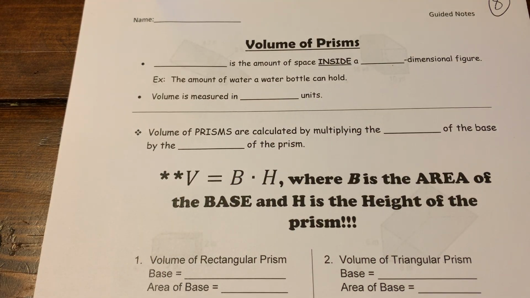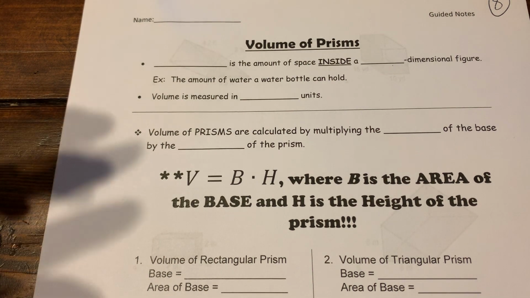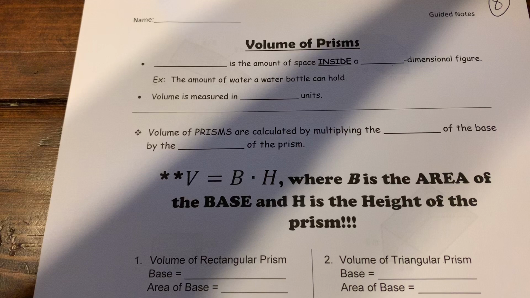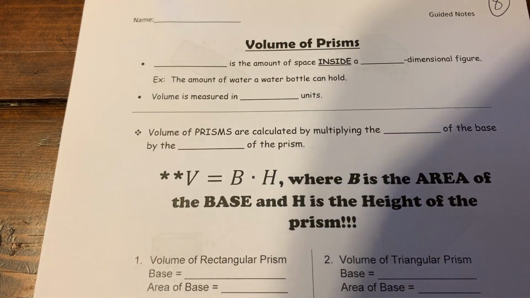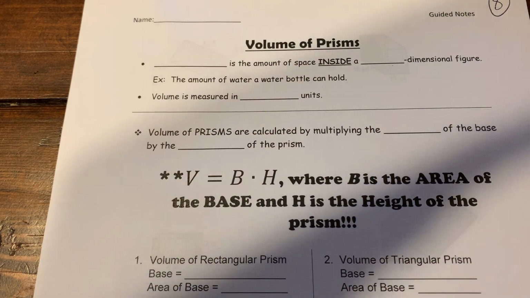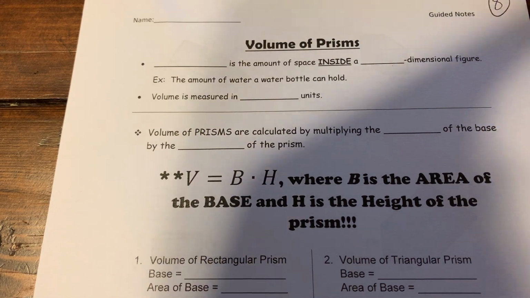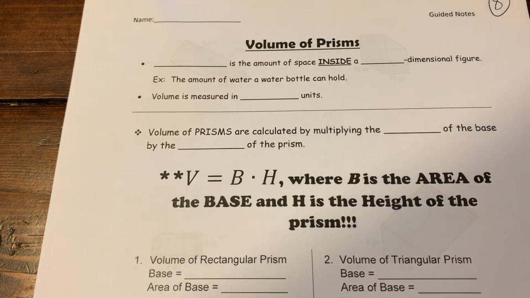So for instance, like with a tissue box, the volume would be how many tissues you can physically fit inside of the tissue box, and the surface area would be maybe how much wrapping paper you would need to wrap up a tissue box to give somebody as a gift. Not sure why you'd want to do that, but that's what it would be.